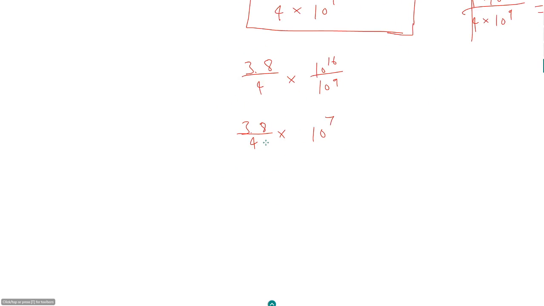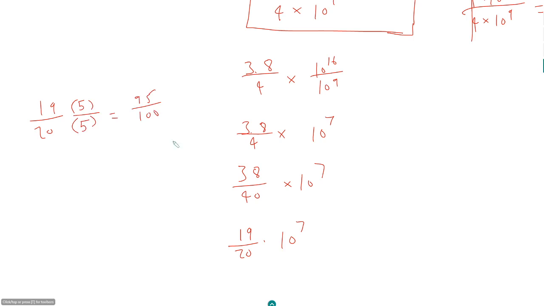And so 3.8 over 4, that's the same as 38 over 40. 38 over 40 is 19 over 20, times 10 to the 7th. So if I wanted to convert 19 over 20 to a decimal, the easiest way I would say is to get it over 100. So you can multiply by 5 over 5, 95 over 100, so it's 0.95. And so this is 0.95 times 10 to the 7th.